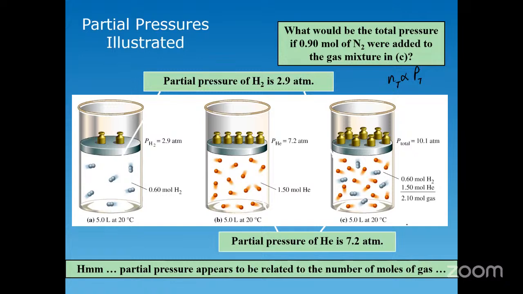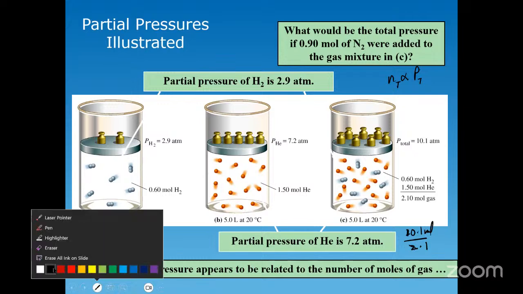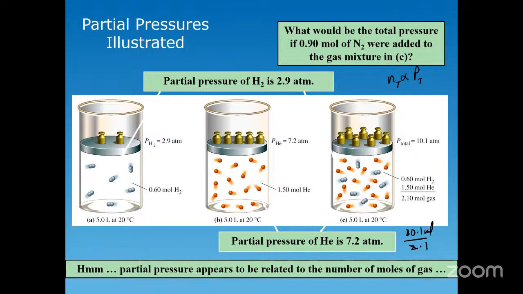So if we start off here, what should I do? I'm just asking for the total pressure, right? So the total pressure here is 10.1 moles. If we divide that by 2.1 moles, I'm sorry, the total pressure is 10.1 atmospheres. Using the wrong unit here. Come on.